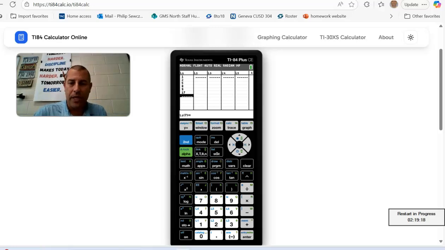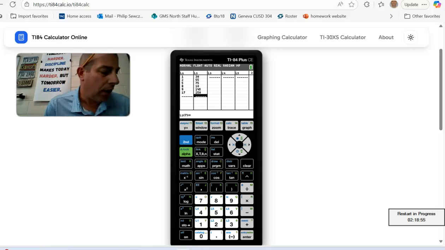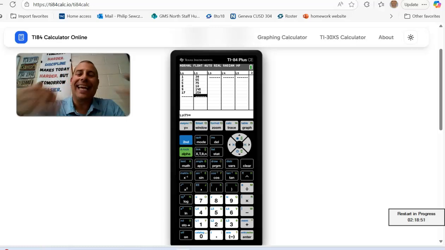Okay, so there we go. I'm going to arrow over and I'm going to match the numbers up. So we've got the 30, we've got the 55, we've got the 75, the 120, the 145, and then we've got the 250. All right, so there we go. I've got my list of data. I can see that they match up.